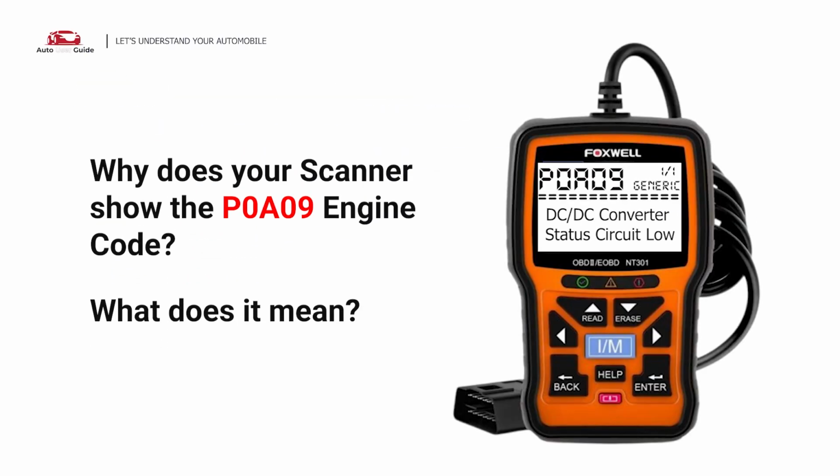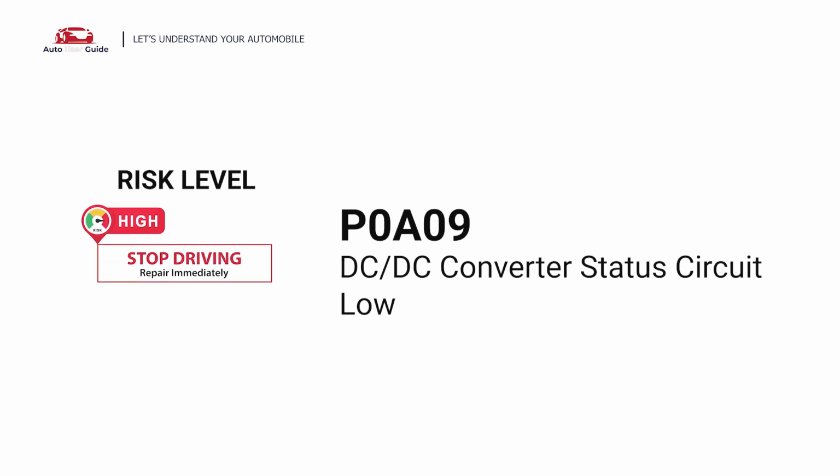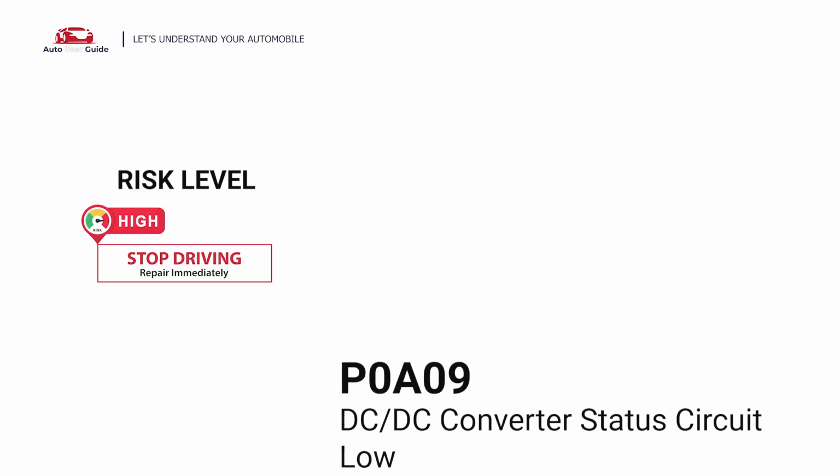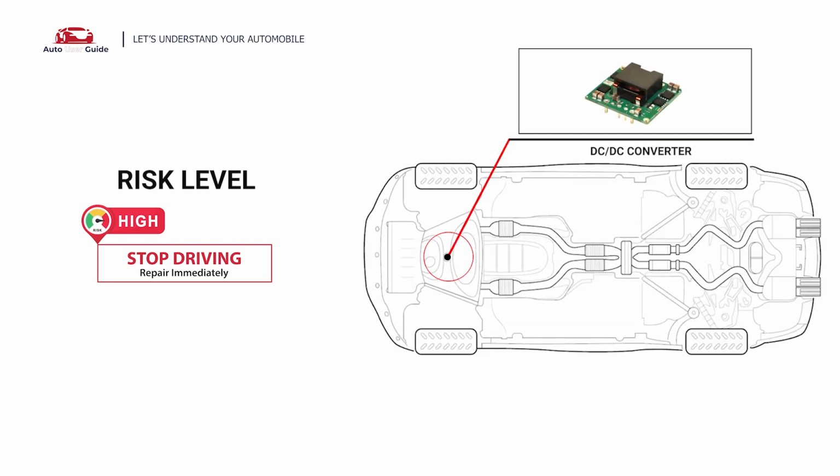Why does your scanner show the P0A09 engine code? What does it mean? P0A09 is a diagnostic trouble code for DC/DC converter status circuit low. This converter is crucial for hybrid vehicles as it steps down high voltage from the hybrid battery to power the 12 volt auxiliary battery and other vehicle systems. Under this circumstance, stop driving and repair your vehicle immediately.